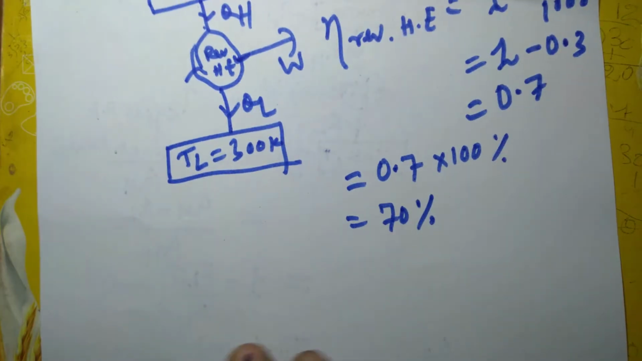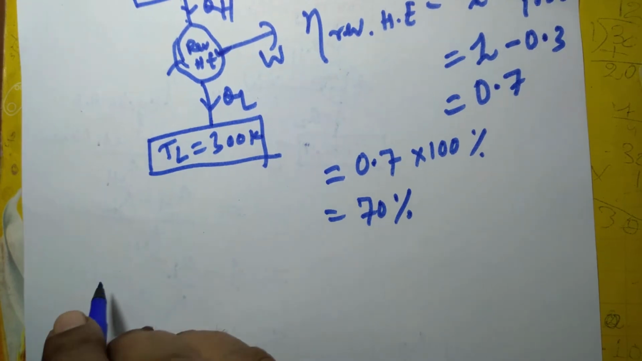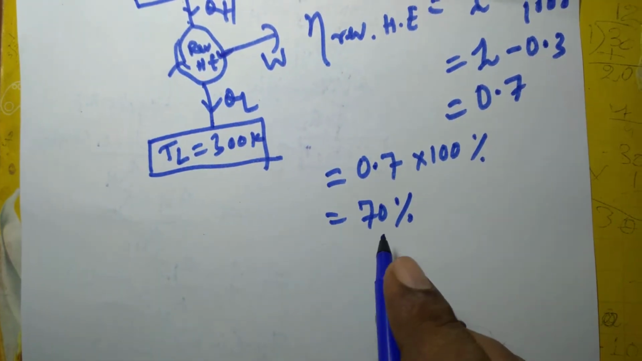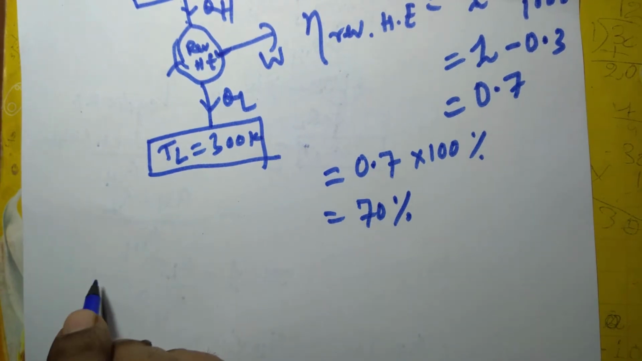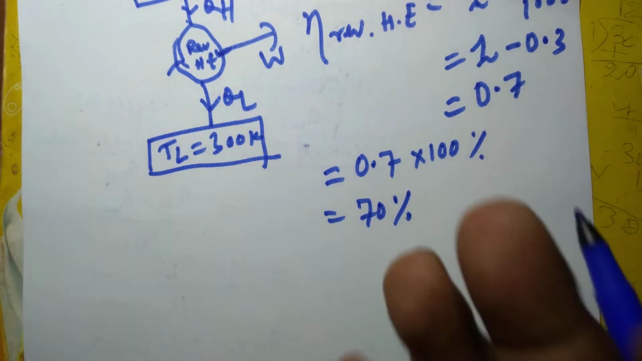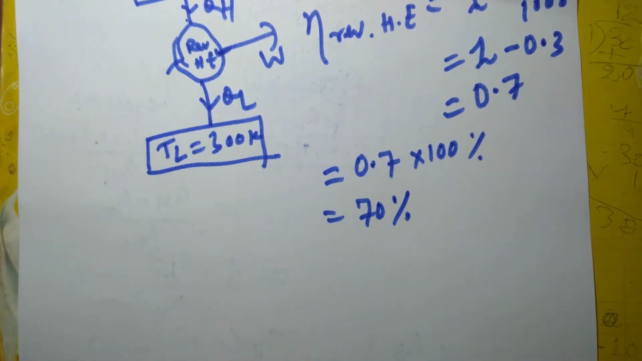So this is how the efficiency of a reversible heat engine is calculated, and it is a function of only source temperature and sink temperature and nothing else. It doesn't depend upon the amount or nature of the working substance undergoing the cycle, no matter whether the working substance is 5 kg or 10 kg, or whether its phase is liquid or vapor, whatever may be its nature.